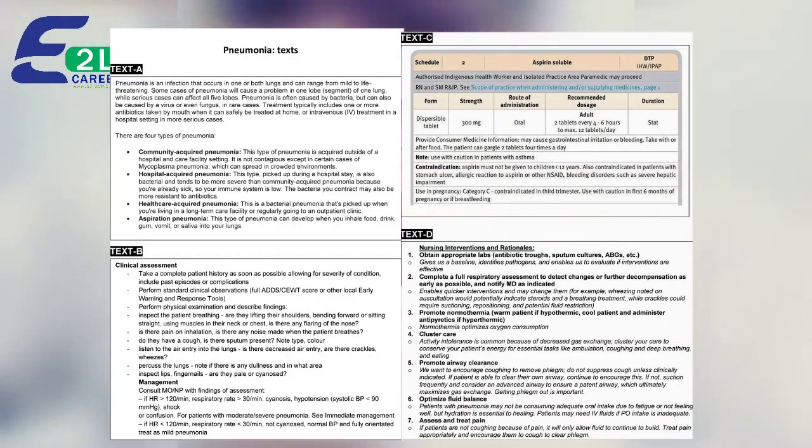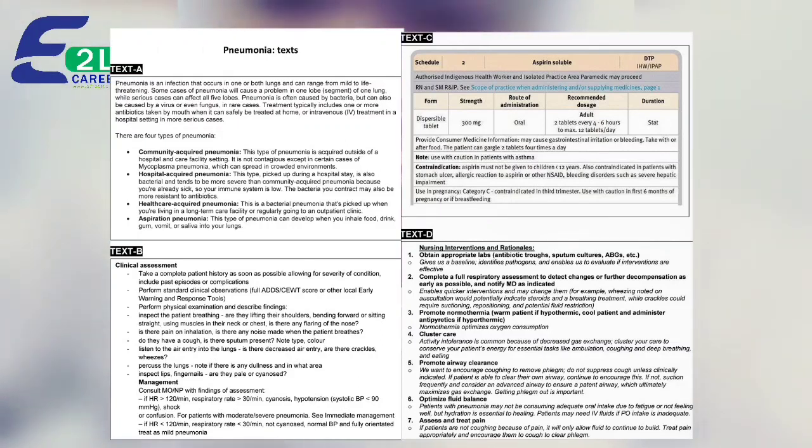And yeah, this is the introduction. They said about pneumonia: introduction, definition, causes. Now we'll see what other information they provided in the text. Yeah, they said there are 4 types of pneumonia. They have written 4 types: community acquired pneumonia, hospital acquired pneumonia, healthcare acquired pneumonia, aspiration pneumonia, right?